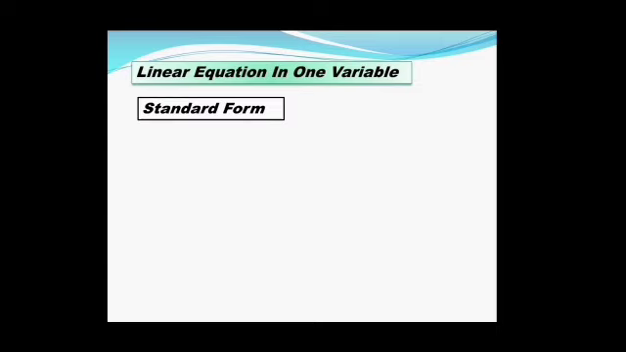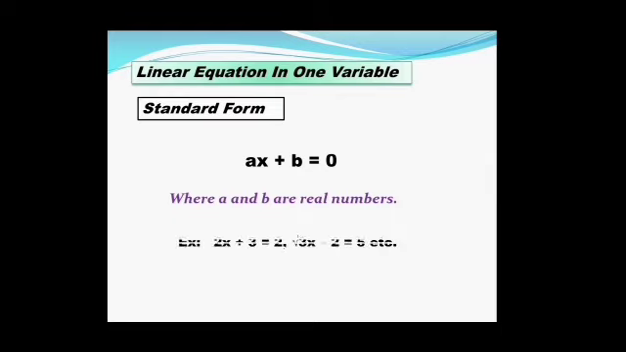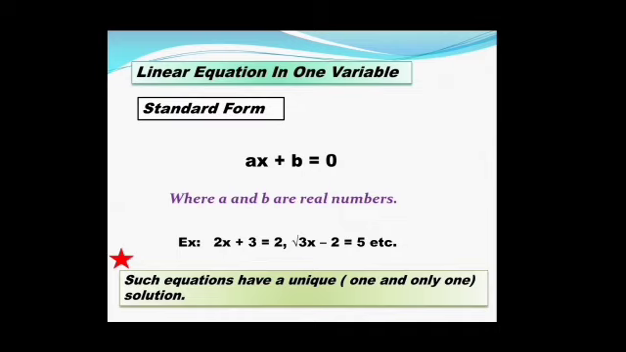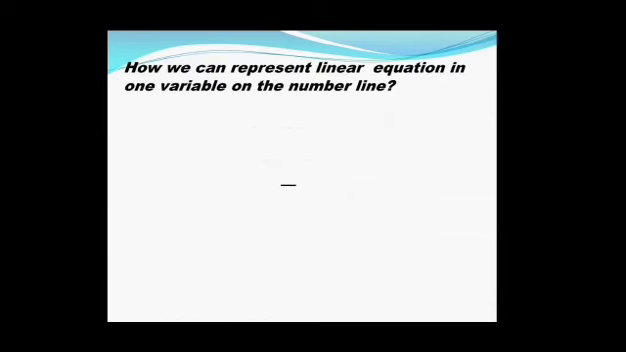Students, as we know, the standard form of a linear equation in one variable is ax plus b equals 0, where a and b are real numbers. For example, 2x plus 3 equals 0, root 3x plus minus 2 equals 5, etc. Such equations have a unique, it means one and only one solution. Why? Because in this particular equation there is only one variable, so we will get a unique solution.